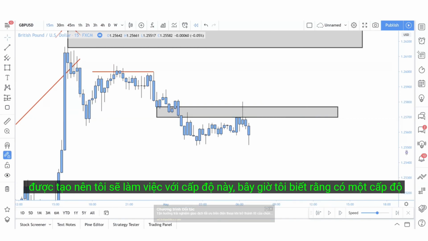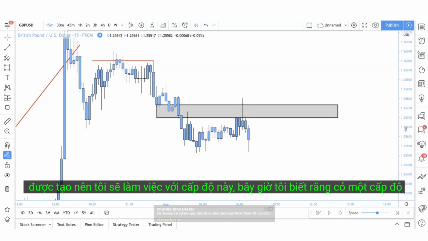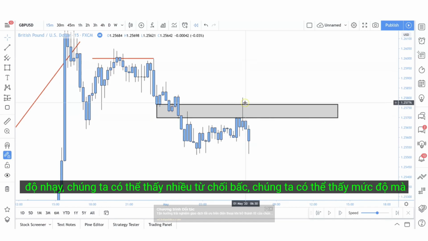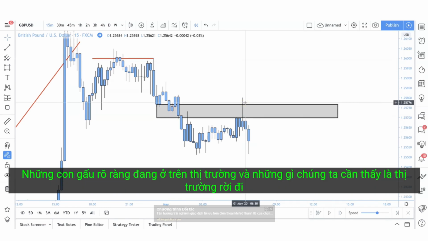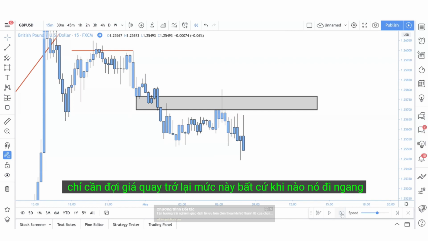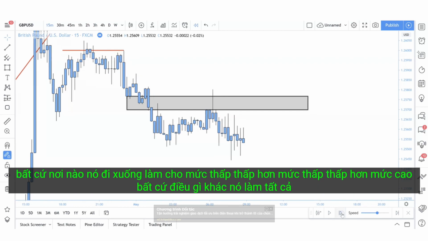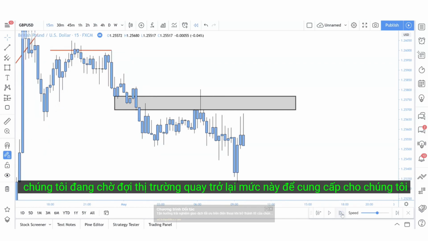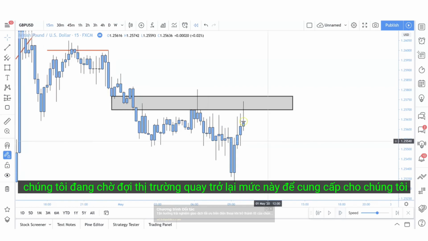I know that this is a level of sensitivity. We can see lots of wick rejections, and we can see a level where the bears are obviously in the markets. And what we need to see is the markets leave this area and come back for this retest. So let's continue on to see this. We'll just wait for price to come back to this level, whether it moves sideways, whether it goes down, makes lower lows, lower highs, whatever else it does. All we're waiting for is for the market to come back to this level to give us a reaction.